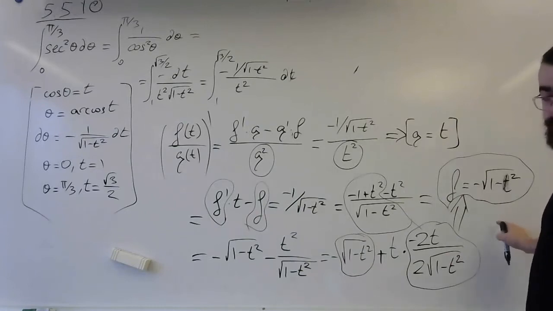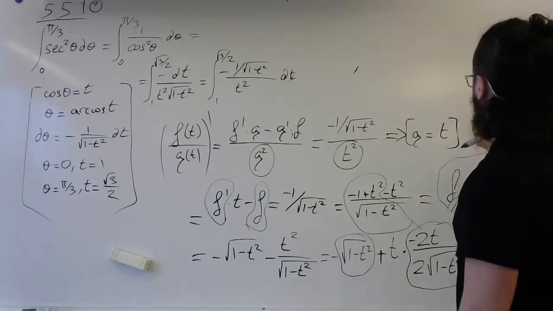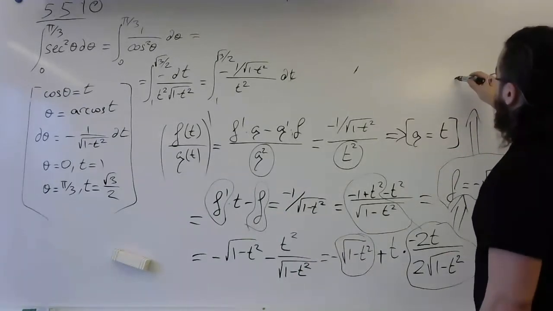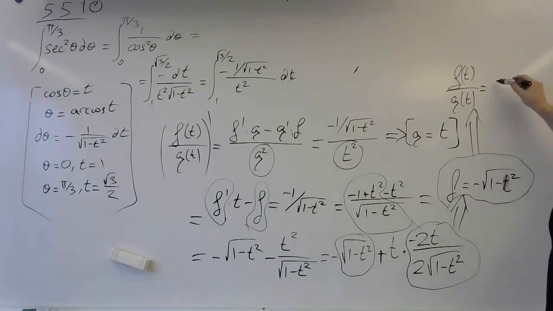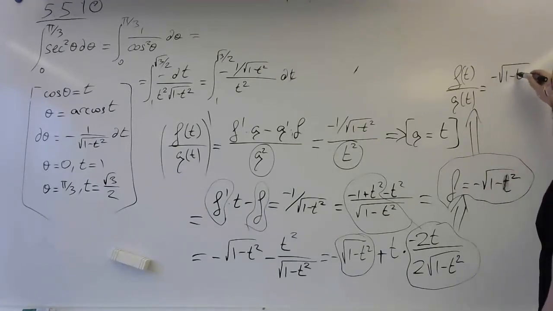f is no other than minus square root of 1 over t squared. So our function f of t over g of t is no other than minus square root of 1 minus t squared divided by t.